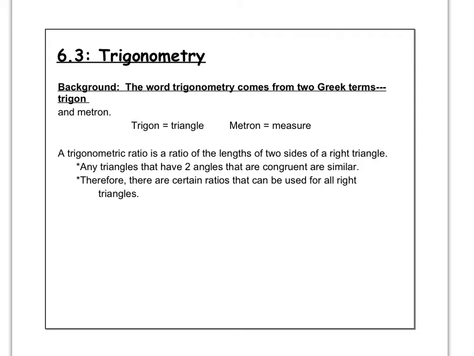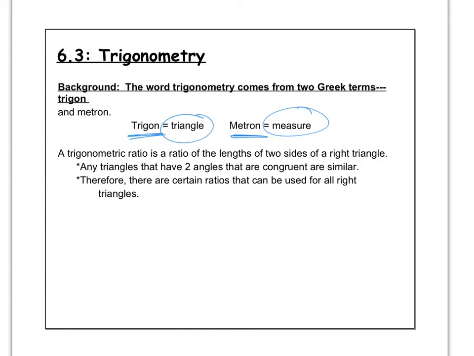Now, trigonometry comes from the words trigon and metron. Trigon means triangle, and metron means measure. So trigonometry is really the study of the measures of triangles. It's about the angles and the sides of triangles.